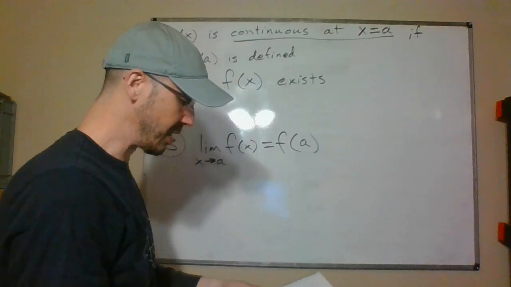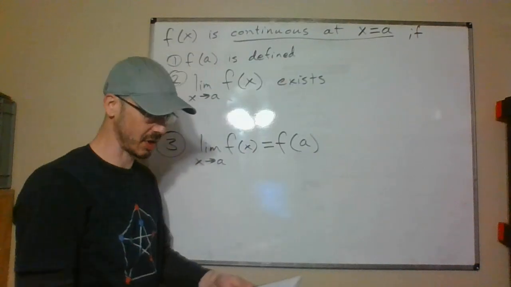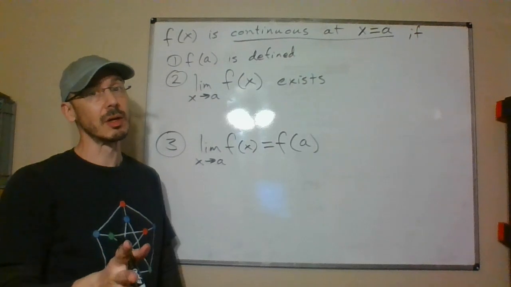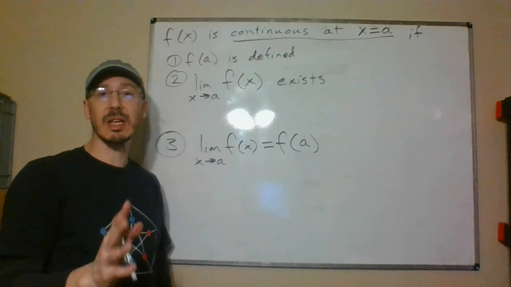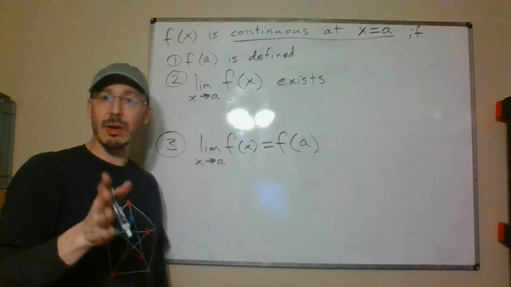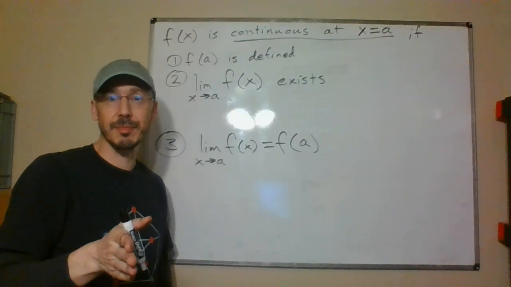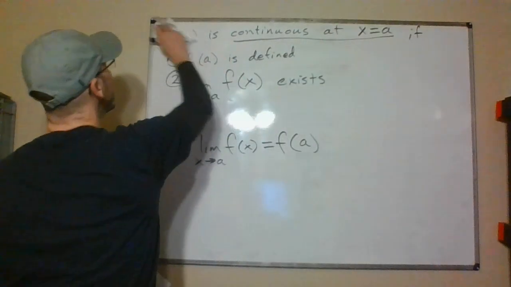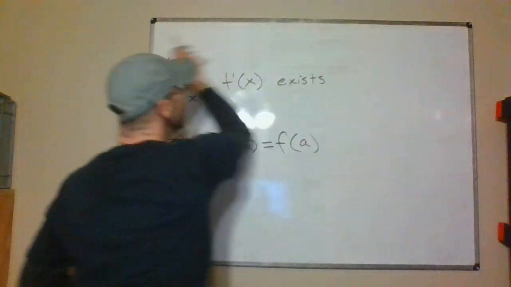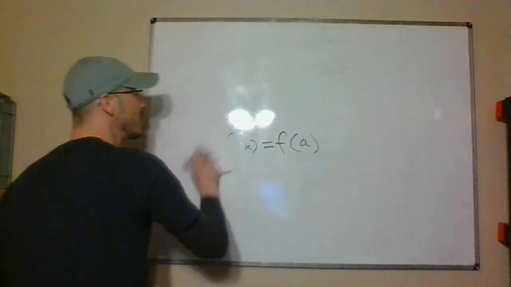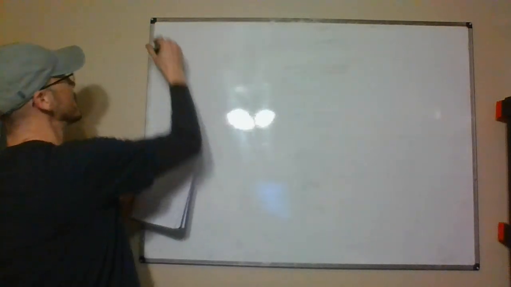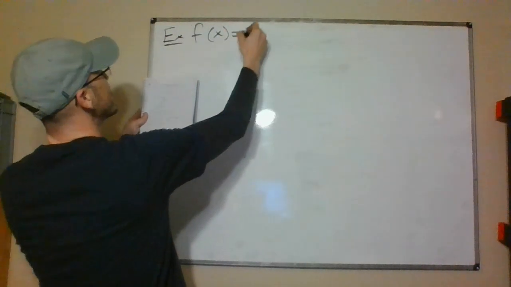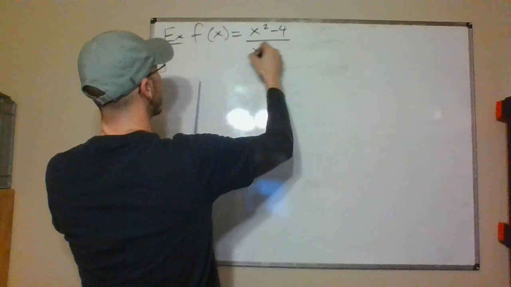So these next couple questions are, is the function continuous? And the answer is no, but what's a better way of saying it is, where is this function discontinuous? Or which x values make this function discontinuous? And so we're going to use those conditions to see that these two functions aren't continuous. The first one, f of x equals x squared minus 4 over x minus 2.